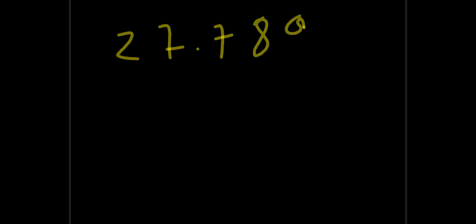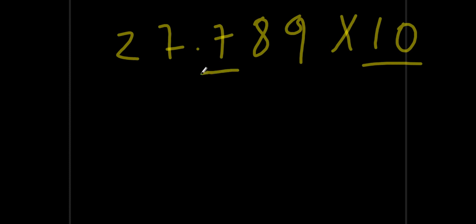So let's say I have, let's use a different marker, 2.789 times 10. What is really going to happen is, since this is being multiplied by 10, the digit that is in the tenth place is going to be shifted to the left, and so it's going to increase. The number is actually increasing.